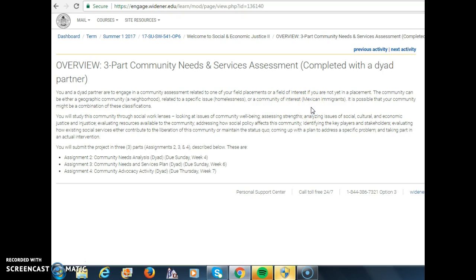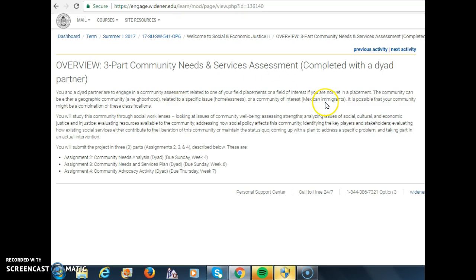So an example would be perhaps you're interested in Mexican immigrants, or maybe you're interested in LGBTQ communities, or there are many, many others that could fall into any of these categories. It's also possible that you might be interested in a community that is a combination of these categories. For example, I currently live in a geographic community, a town called Hillsborough, and I know that Hillsborough has a significant population of Mexican immigrants. So maybe the community that I'm interested in is specifically Mexican immigrants in Hillsborough.